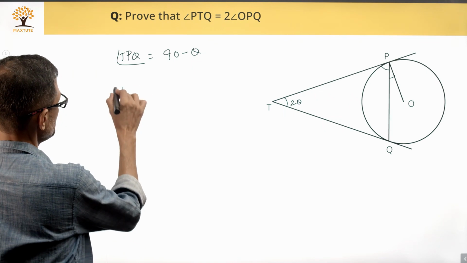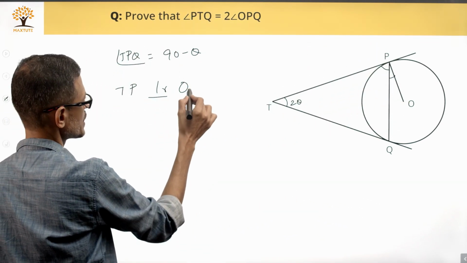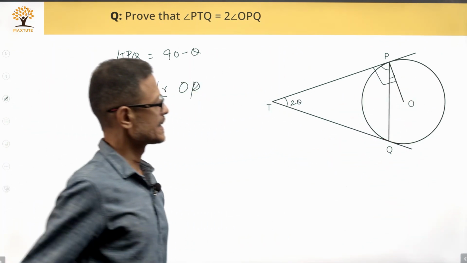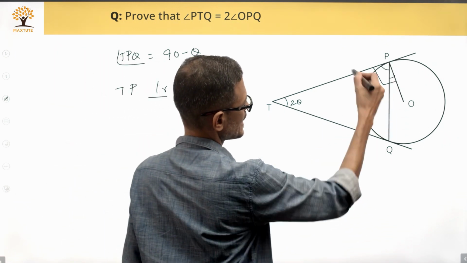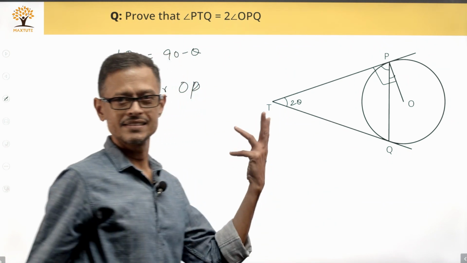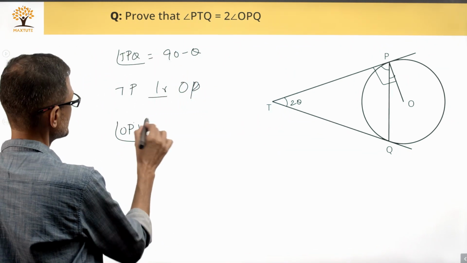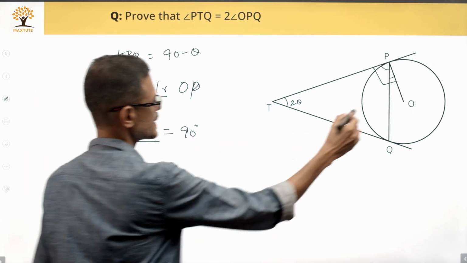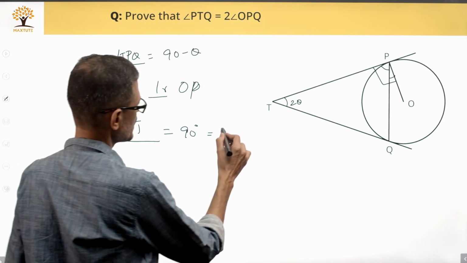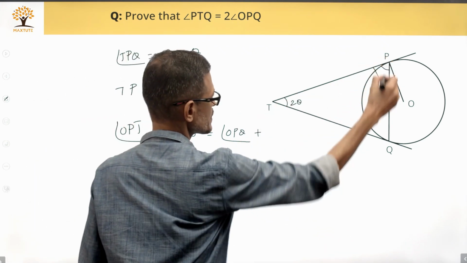Now look at it, TP is a tangent and OP is a radius. So TP is perpendicular to OP is established. This angle is equal to 90 degrees. This entire angle is the sum of OPQ and QPT, right? The sum of those two angles. So we can say that angle OPT, which is equal to 90 degrees. This 90 degrees is actually the sum of two angles. One is angle OPQ and the second one is angle TPQ.